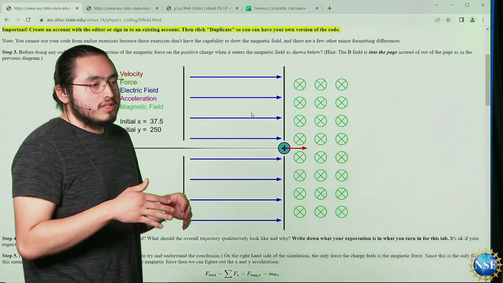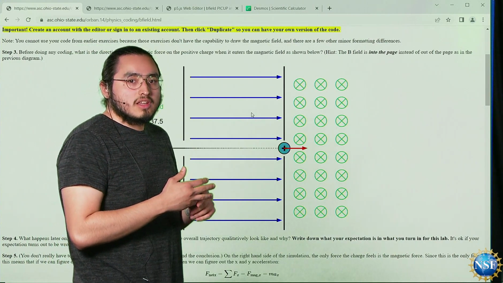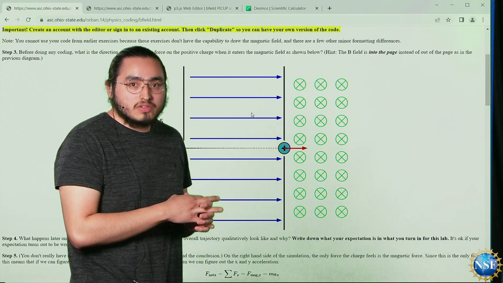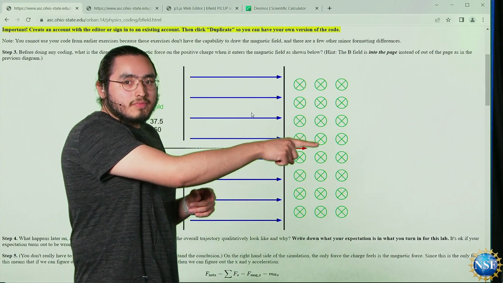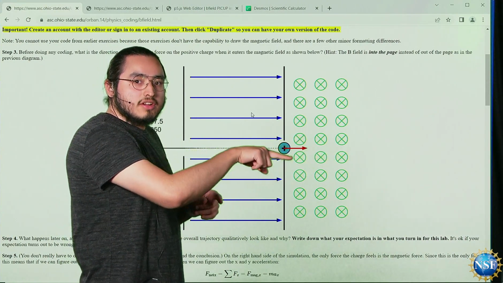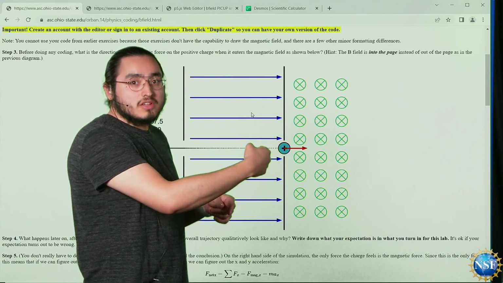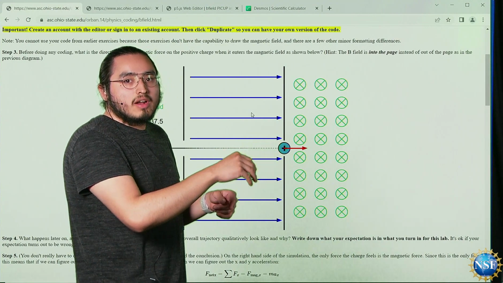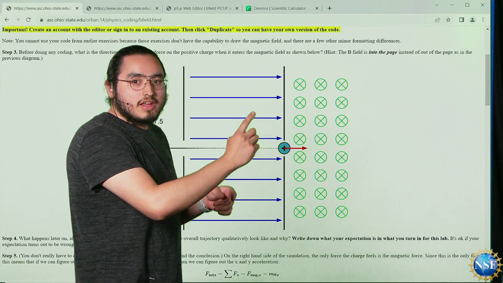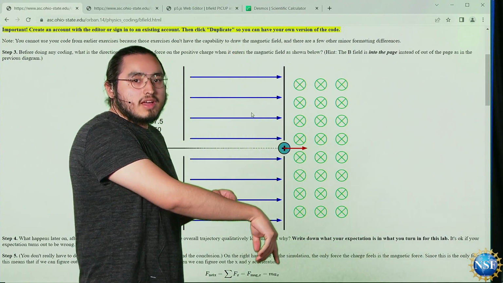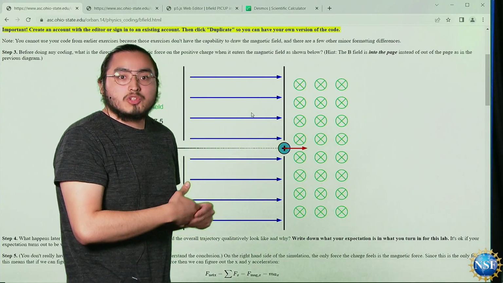One thing to know is that the force should be perpendicular to the velocity and also to the direction of the magnetic field. With that in mind, we know that our particle is moving in this direction here, and our magnetic field is into the page. The only way for our force to be perpendicular to both of these directions is that it's either going up or going down. So now we're just deducing which one it is.